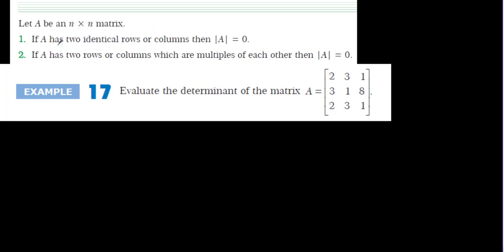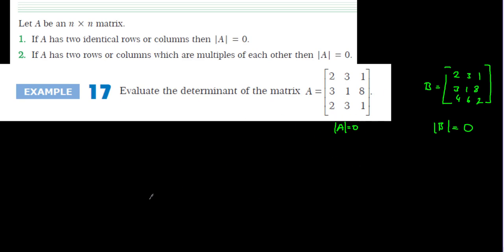Again, for a square matrix, if A has two identical rows or columns, then the determinant of A should be equal to 0. Or if A has two rows or columns which are multiples of each other. Multiples of each other means, let's write the matrix B here: 2, 3, 1, and 3, 1, 8, and multiply by 2 the first row, so the third row is 4, 6, and 2. So the determinant of B is equal to 0, and the determinant of A is equal to 0 also. Let's prove this one by using the cofactor form.